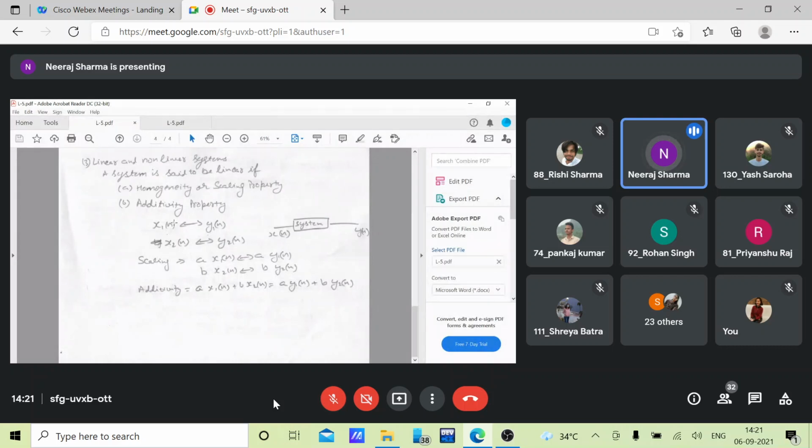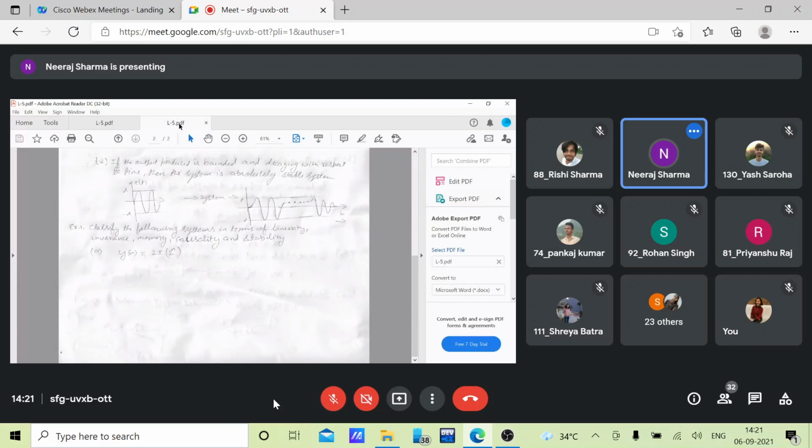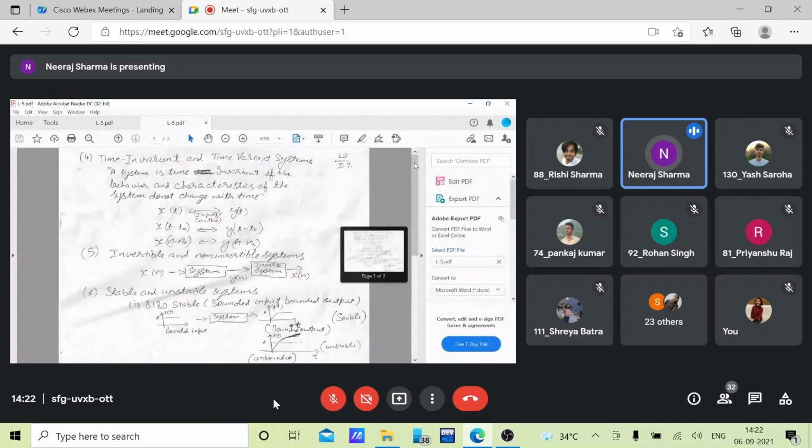So this was the third classification, that is linear and non-linear systems. Then we come to the fourth classification, which is known as time invariant and time variant systems. As the name specifies, when we say that a system is time invariant, it means its properties do not change with respect to time. It is different from static and dynamic; you cannot relate static and dynamic systems with the time invariance and variance property of a system.